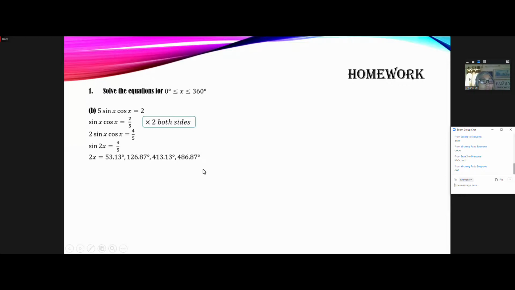Because now your limit is 2x, so until 720. So this is not done yet because the question asks for x. So for your final answer, divide all by 2. So this should be your final answer. Okay. Any question? Is it okay?